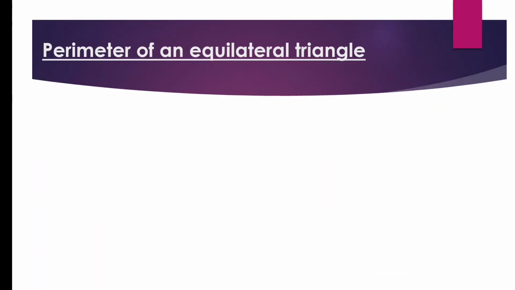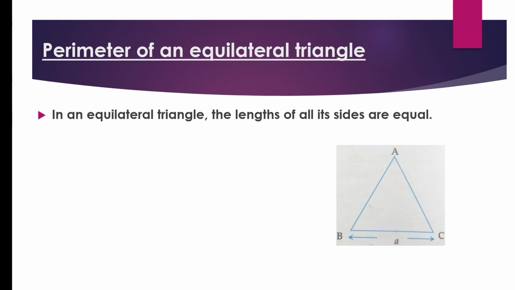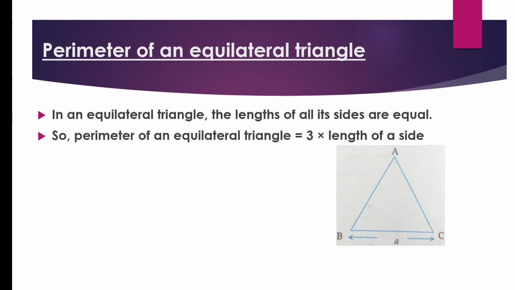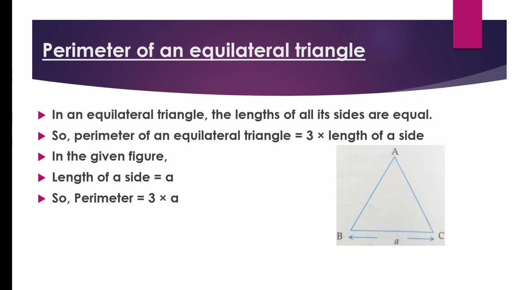Now next is perimeter of an equilateral triangle. Now you can see a triangle given here, ABC. Now in an equilateral triangle, the length of all its sides are equal. So perimeter of an equilateral triangle is equal to 3 into length of a side. Now in the given figure, length of a side is equal to a. So perimeter is equal to 3 into a.